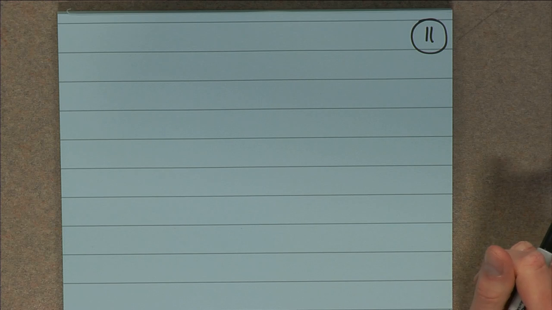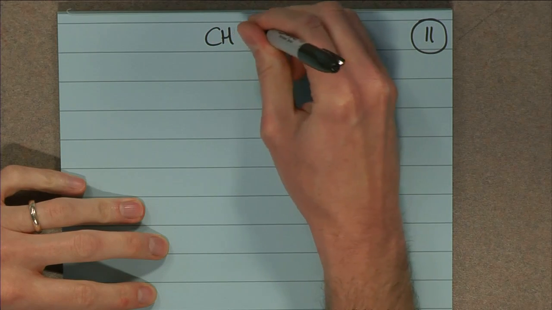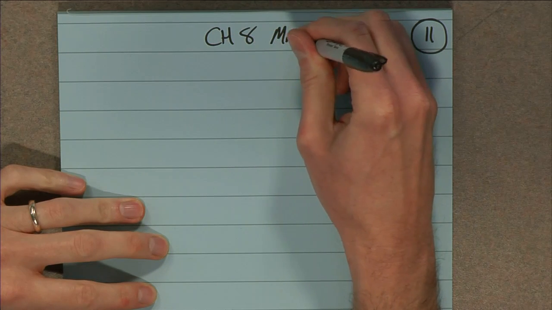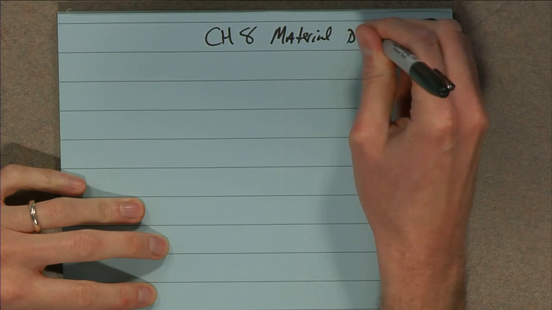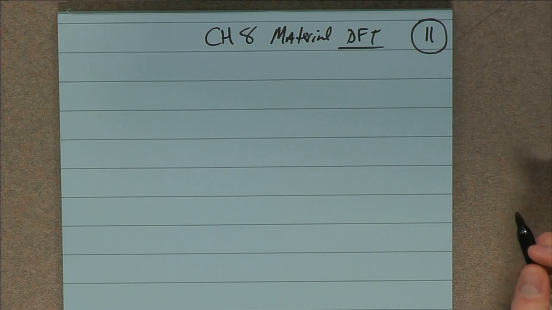Okay, that was 10, so now we're at 11. So now we're done with filter designs, and now we're going to talk about, like I promised, the discrete Fourier transform. So now we're in Chapter 8. So this is Chapter 8 material, the DFT. And so we're going to get into kind of the technical details of the DFT, what it actually is, and how it's used.